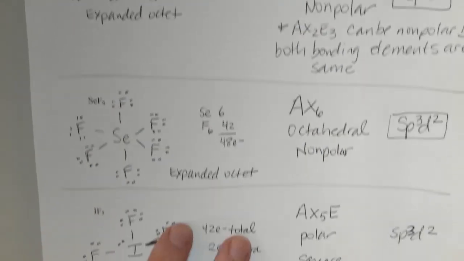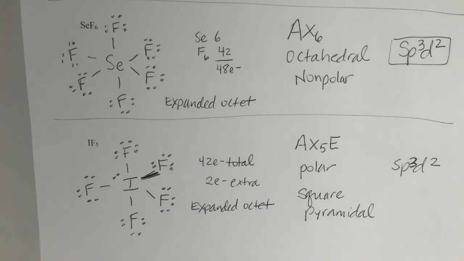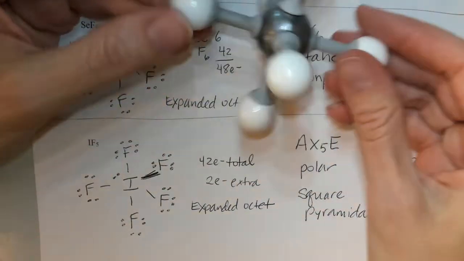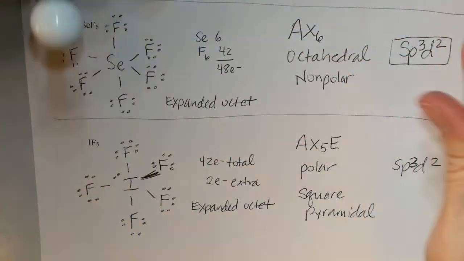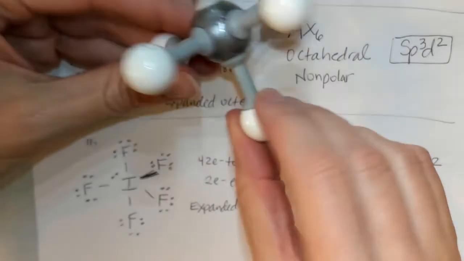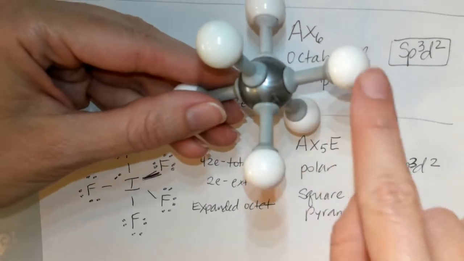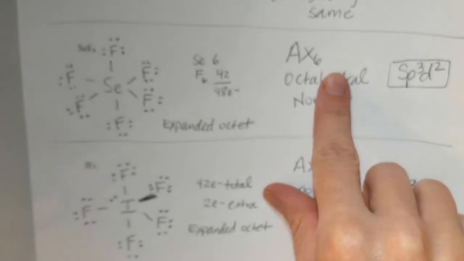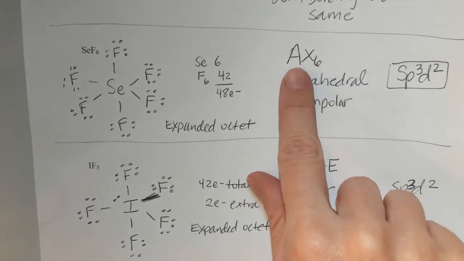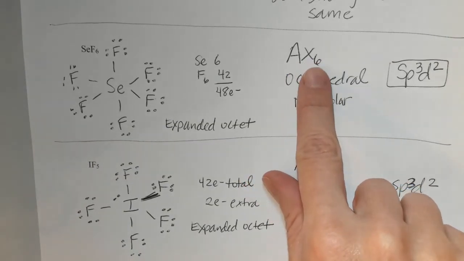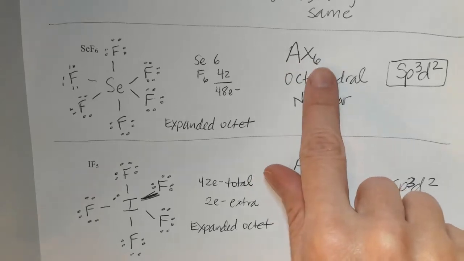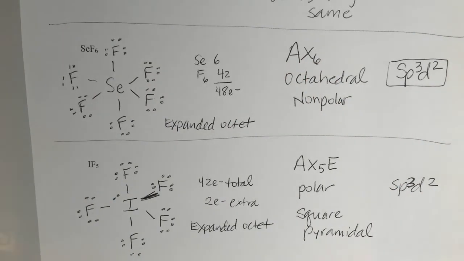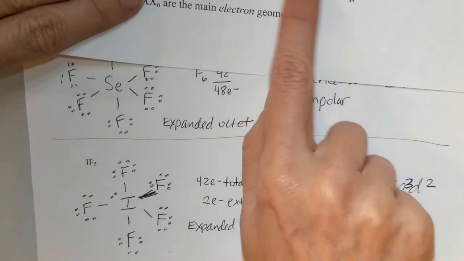So our last main electron group is when you have 6 sites, and that's octahedral. What I have here is selenium hexafluoride, SeF6. Imagine the center is the selenium, with 6 fluorines attached. In VSEPR notation, we've got our center selenium and 6 bonding fluorines, so AX6, and that is an octahedral main electron group.